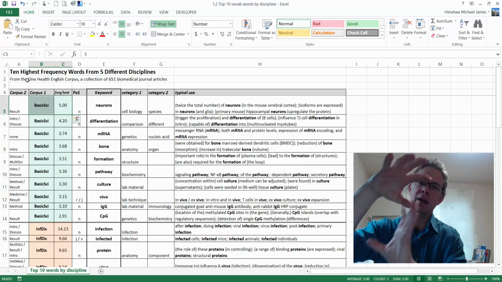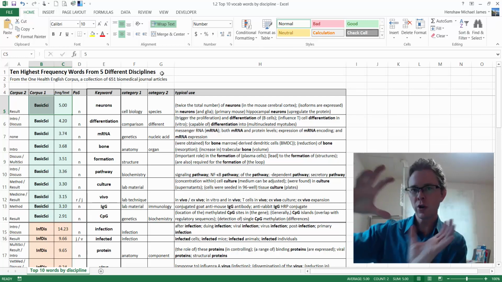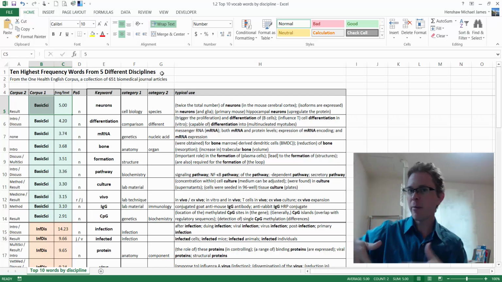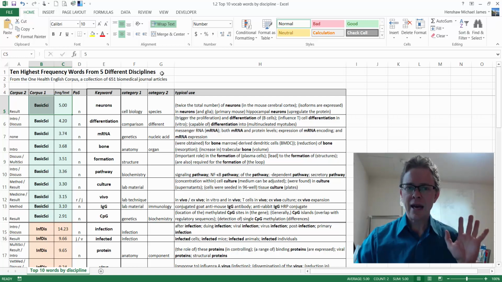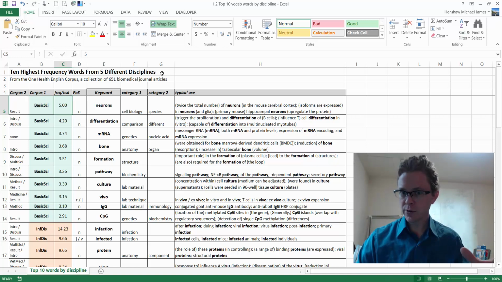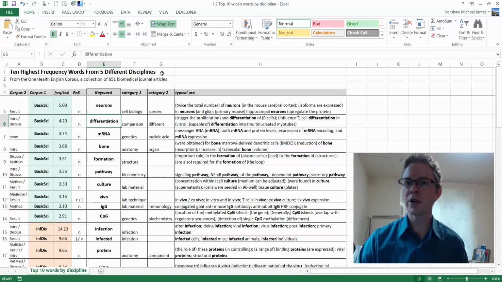Okay, what that means is in the full 651 journal article chunk, there's a section of about 100 articles related to basic science. And these are things like the Journal of Biological Chemistry, or Cell, or the Journal of Physiology, or American Journal of Physiology. And on average, across those journals, the word neurons appears five times per article. Does that make sense? Differentiation on average occurs 4.2 times per article in this data set. That's what that means. That's the basic science.